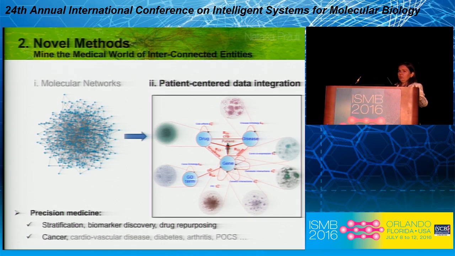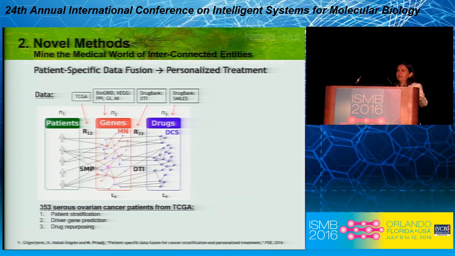But let's now shift gears and go to this patient-centered data integration and its application in precision medicine. I only have time to talk about one example, and this is our recent paper in Pacific Symposium on Biocomputing this year. So we took 353 ovarian cancer patients from TCGA.